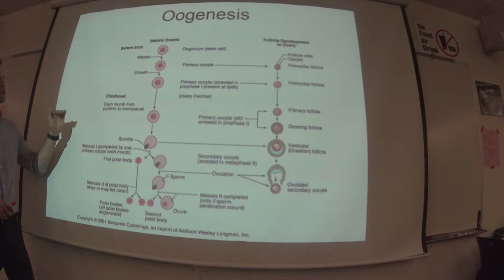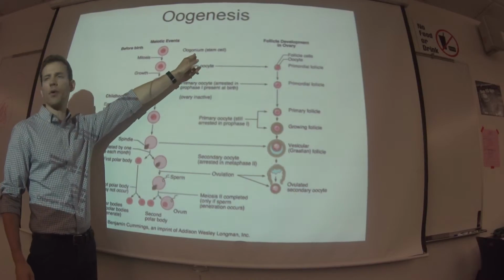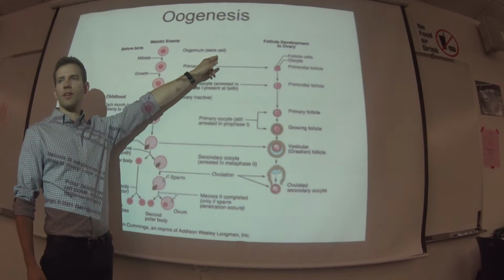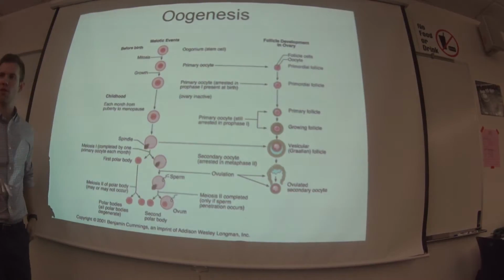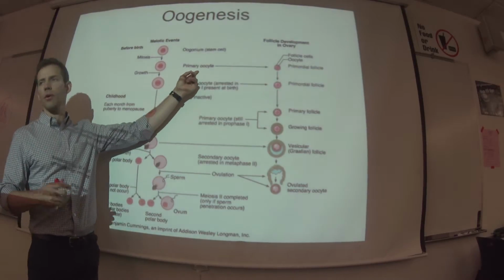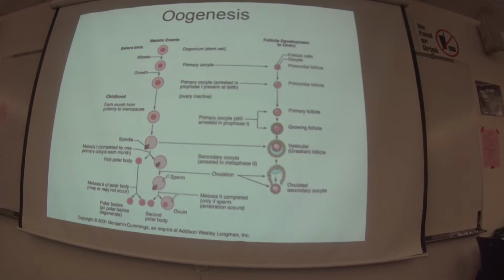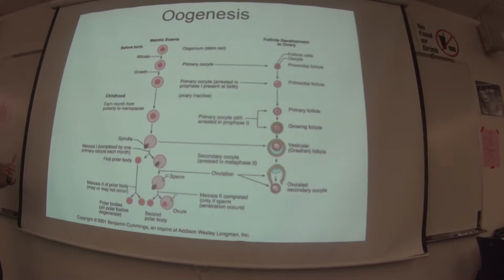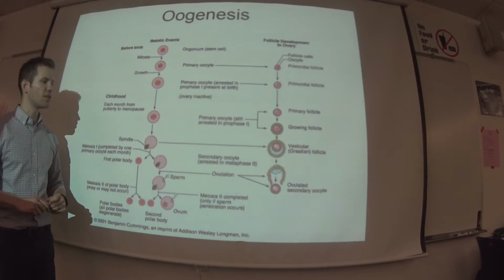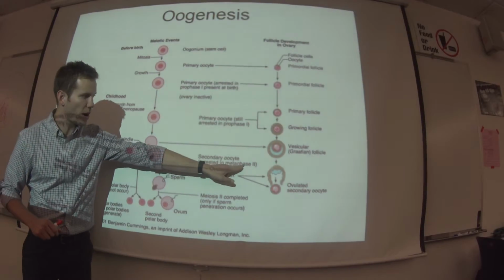So some of the names are going to be similar. Just like there was spermatogonia, there are oogonia, and these are our stem cells. So you're really just changing the prefix in the word. The oogonia turn into primary oocytes, just like primary spermatocytes. The primary oocyte then grows and turns into a secondary oocyte, but it takes a while.